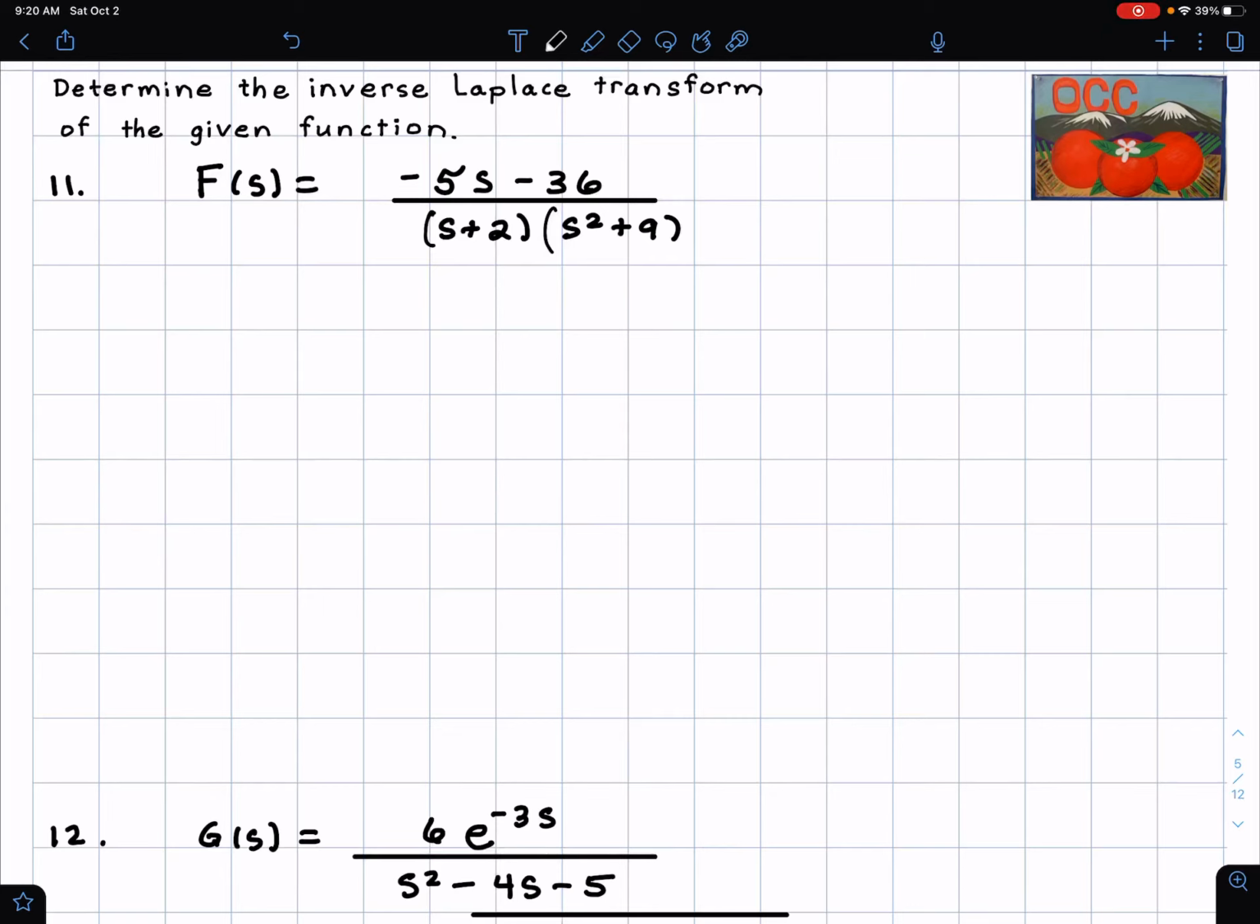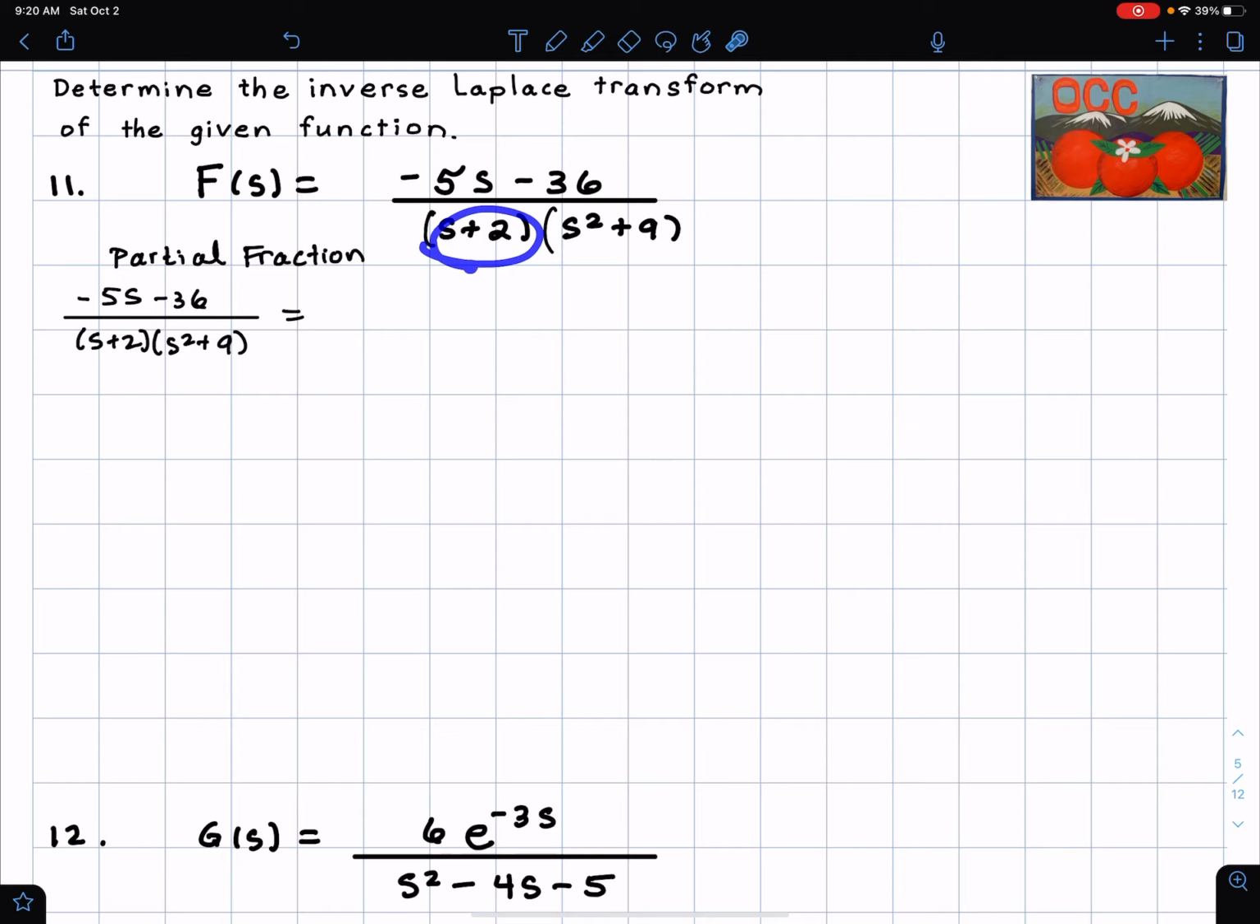Hello, we are going to determine the inverse Laplace transform of the given function. This function here is a rational function, and in order to find the inverse Laplace transform, we need to rewrite this by using partial fraction expansion. That's part of the things that we need to do when we're finding inverse Laplace transforms. Not always, but often we need to do that. So let's charge ahead here.